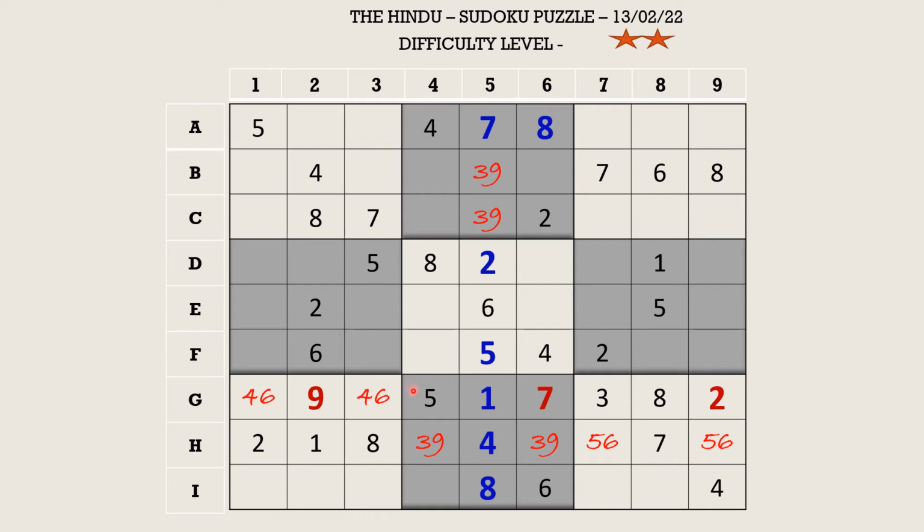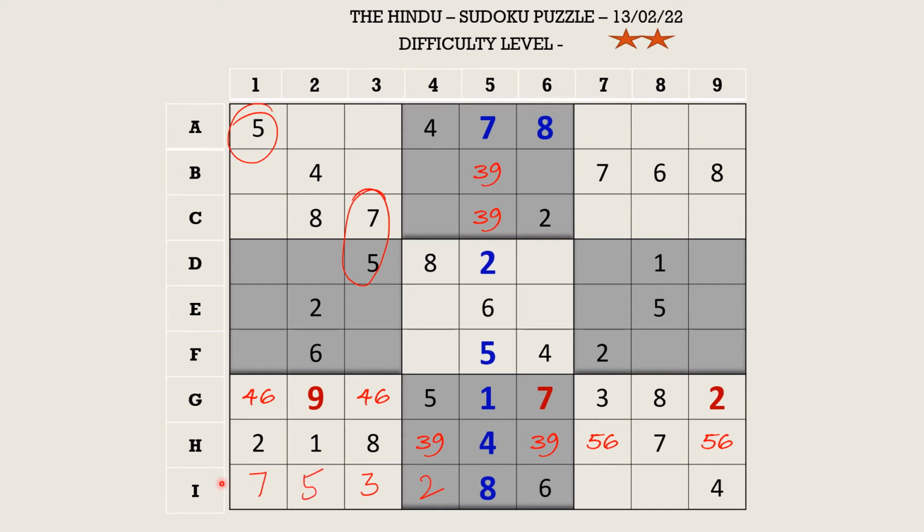So in the 8th block, the only missing number is 2. Now here in 7th block, the missing numbers are 3, 5 and 7. You have 7 and 5 in column 3 blocking here. So I3 takes 3. Now the missing numbers are 5 and 7. There is a 5 here in first column blocking here. So I1 takes 7 and I2 takes 5.